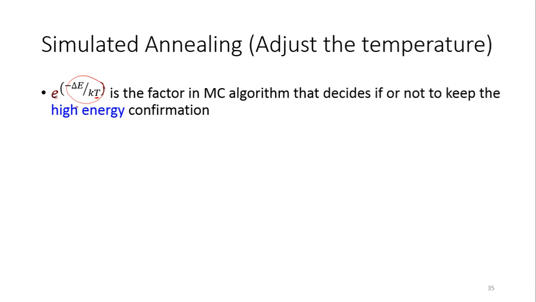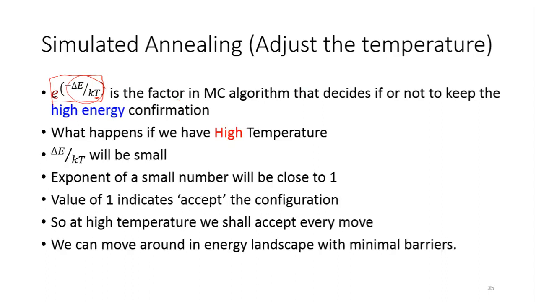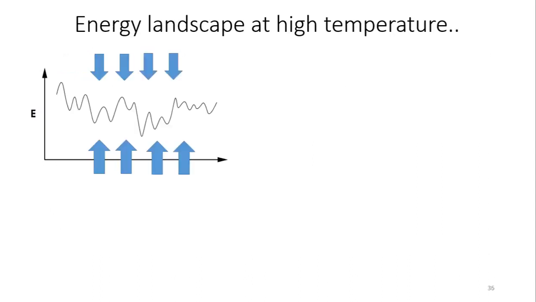Now we know that if the value of this term approaches 1, we accept the configuration. Therefore, at high temperature, we shall accept every move. That is, we can move around in the energy landscape with minimal energy barriers. So eventually this is what is happening.